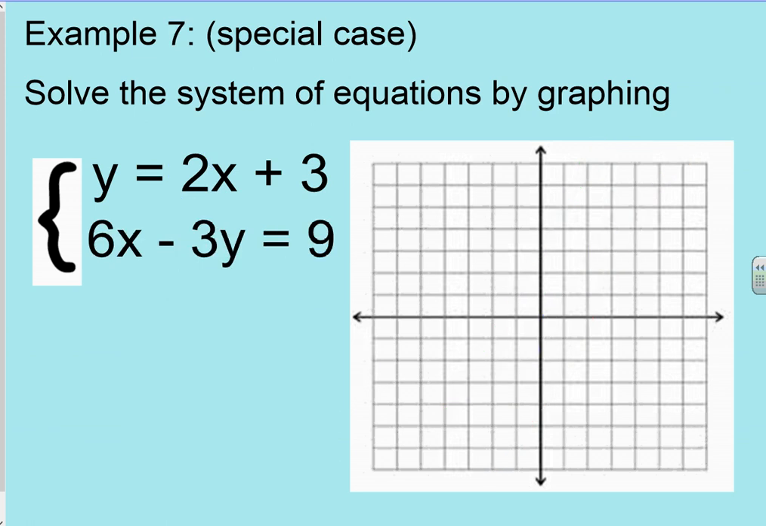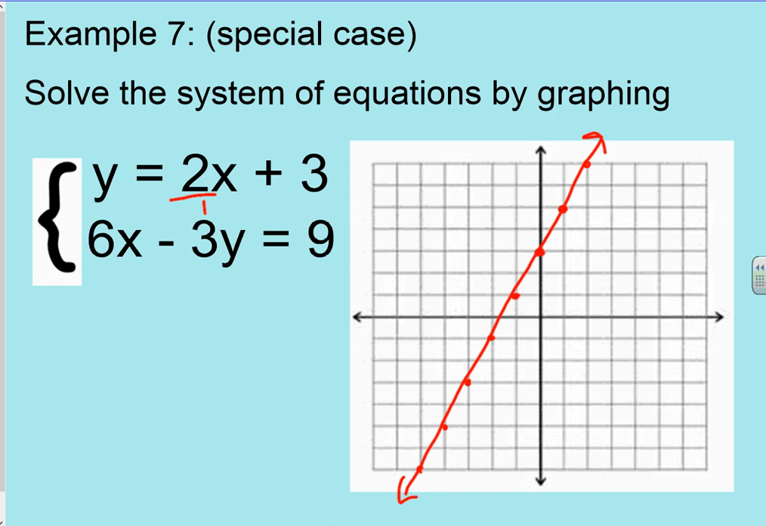Pause the video now as you try example 7. Press play to go over your answer. So I'm going to graph this first one. It's at 3. My slope I'm going to make over 1, so it's up to right 1, up to right 1, just like the equation on the other page. Make sure it covers the full thing. Don't always have to do that, but I like to make sure that my lines cross nicely.